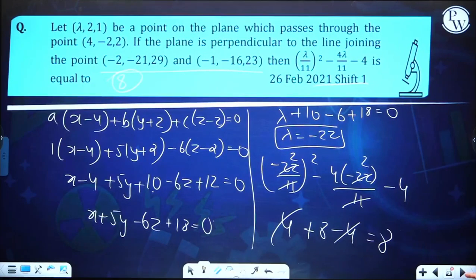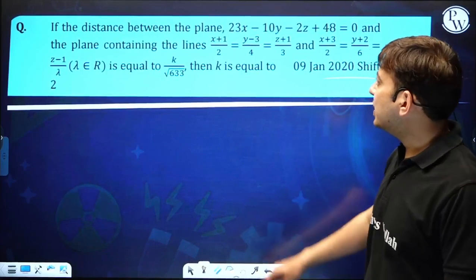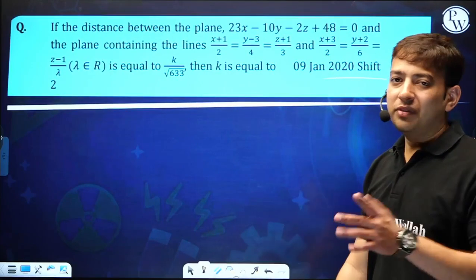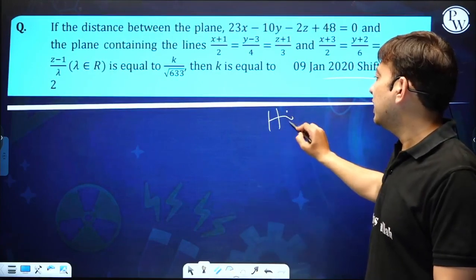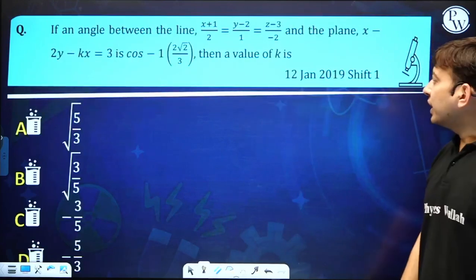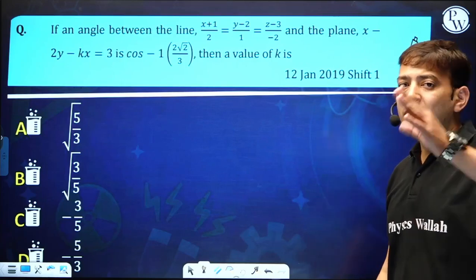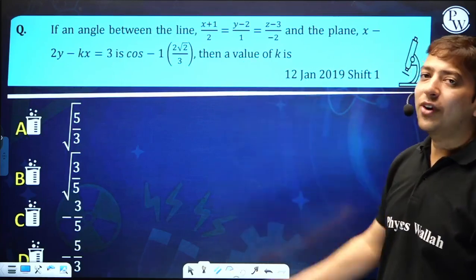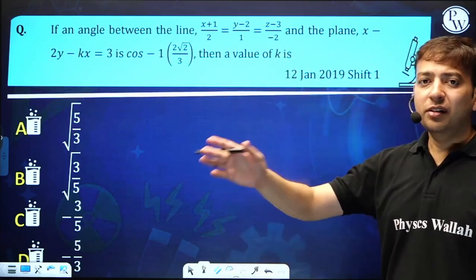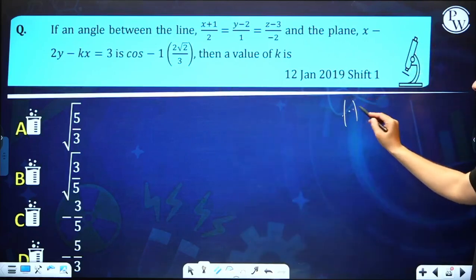Okay, moving on. Now, some 2020 question. If the distance between the plane this and the plane containing the two lines, sir, we can find this. You can easily solve this question. Okay. Next. So, I'm telling you the trend. You can see the trend. How questions are coming in 2021 and 2019, all are quite similar. Angle between the line and the plane. Sir, same question we did. It is sine theta. We will substitute this and find the value of k. So easily you can solve this.